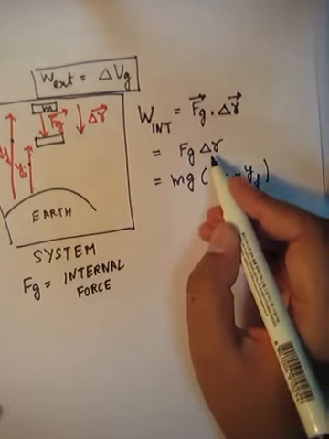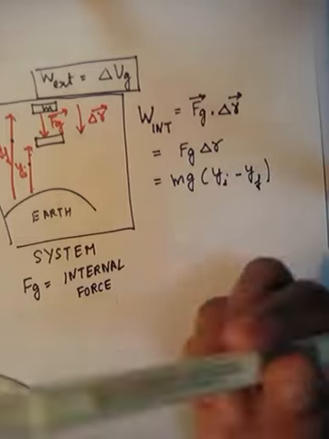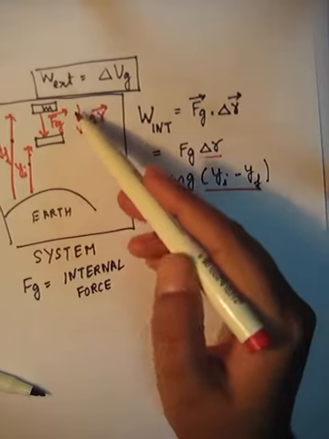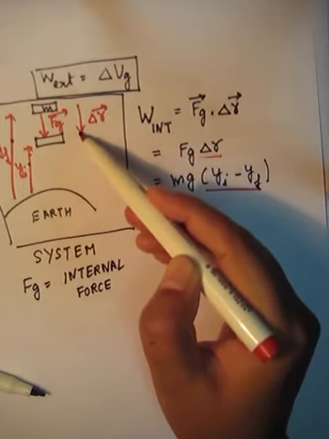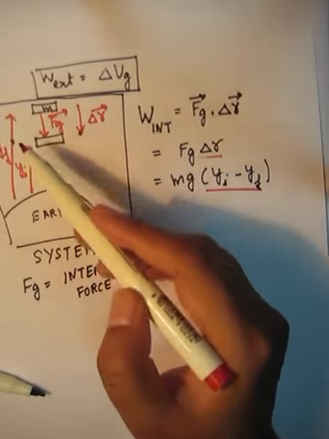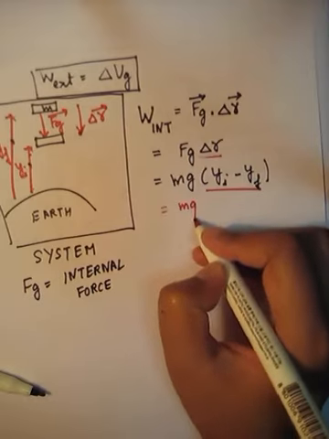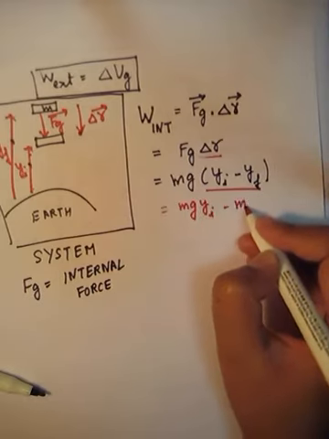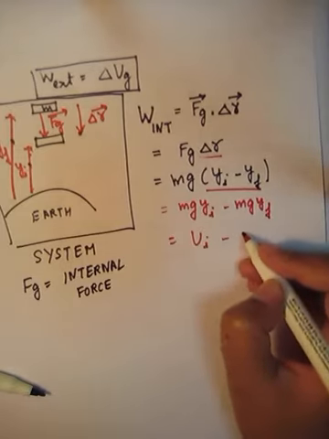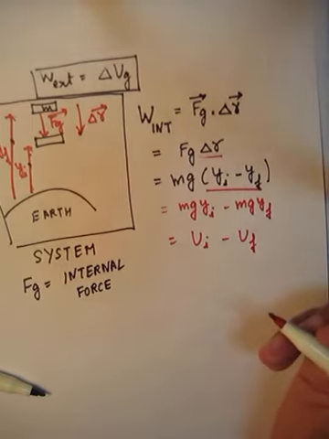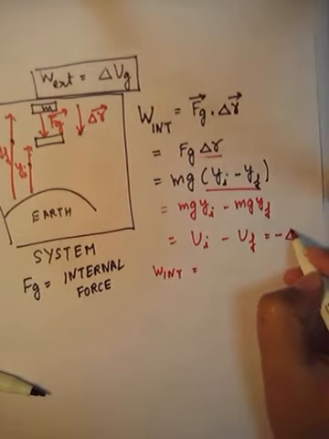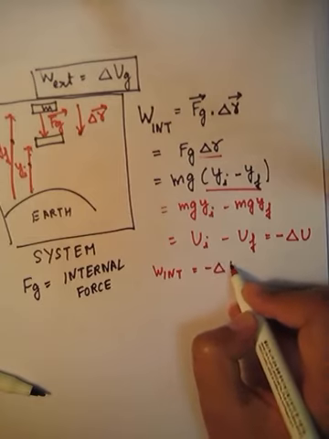This is a little tricky part here, that this delta R in this situation is yi minus yf. Delta means change. We are moving from here to here. Okay, so this is final, this is initial, so it will be yi minus yf. So then we can say that it is mg yi minus mg yf. So it will be initial gravitational potential energy minus final gravitational potential energy. So the work done by internal force will be equal to minus delta U.